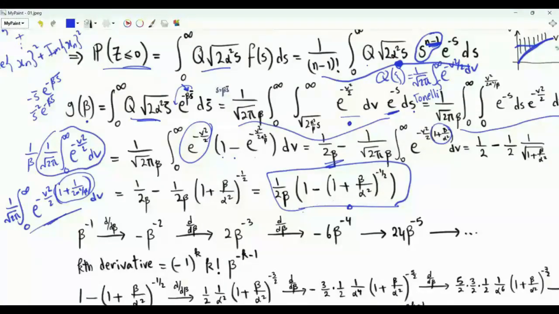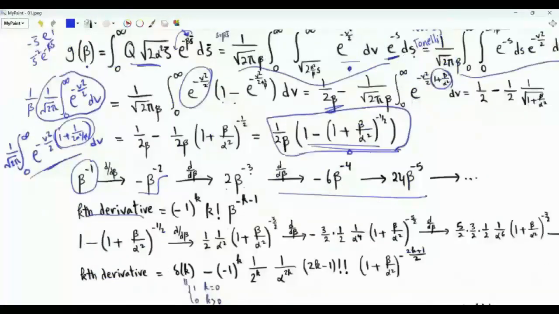We can think of this as the product of two functions, 1 over beta, and then 1 minus this bracket to the minus 1 half. Let's focus first on 1 over beta. If we differentiate once, we get minus beta to the minus 2. If we differentiate another time, it's 2 beta to the minus 3, and so on. You can see the pattern, and this can be established rigorously by induction. The kth derivative of beta to the minus 1, and if k is equal to 0, we mean the function itself, is minus 1 to the power k times the factorial of k times beta to the minus k minus 1. What about the second function?